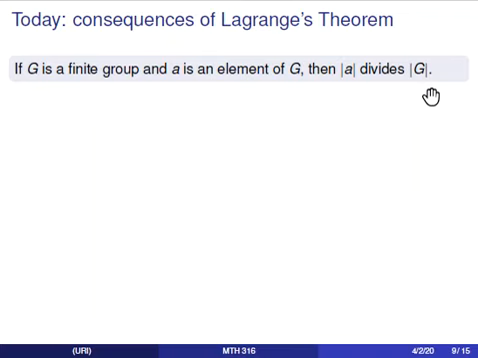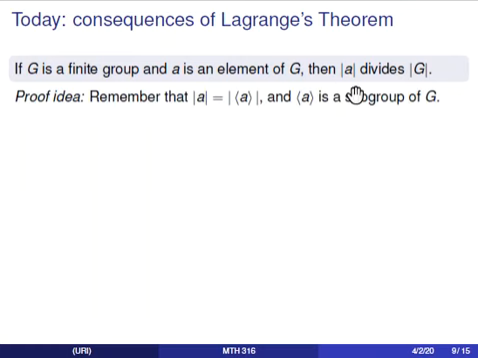Now, why should this be true? Well, we're going to use Lagrange's theorem, which says that the order of a subgroup has to divide the order of the group. And so maybe that suggests what we should do here. Remember that the subgroup generated by A is a subgroup of G, and so by Lagrange's theorem, the order of that subgroup will go into the order of G. However, the order of this group is exactly the same as the order of A, and so the order of A has to go into the order of G as well.